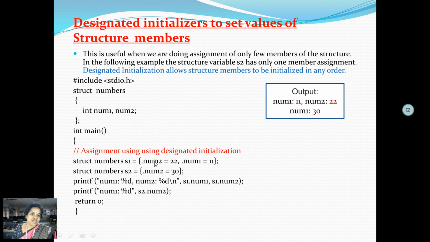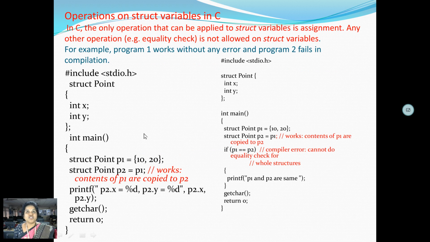Here let us go with the second way, that is struct numbers S2. If you want to assign the value to only one member, not for all the members, and if it is the first member, then you can simply assign within the curly braces 30. But here we want to assign the value for the second member, not for the first member. So for that you need to write .num2 = 30. That means 30 will be assigned to the second member, that is num2. So like this you can set the values to the members which are present in the structure. Okay. Next, operation on the structure.